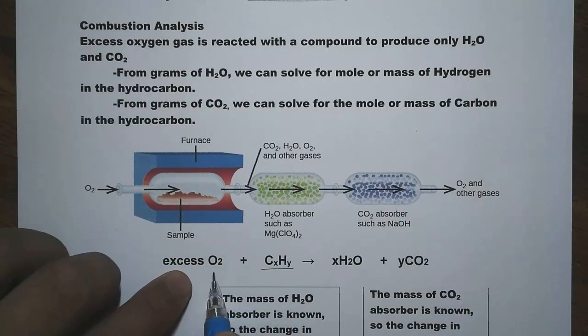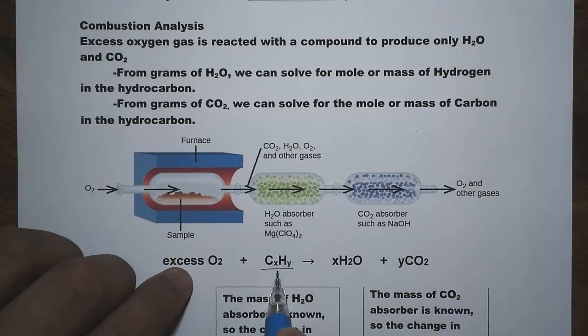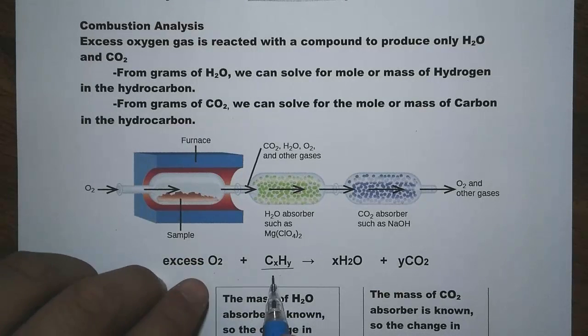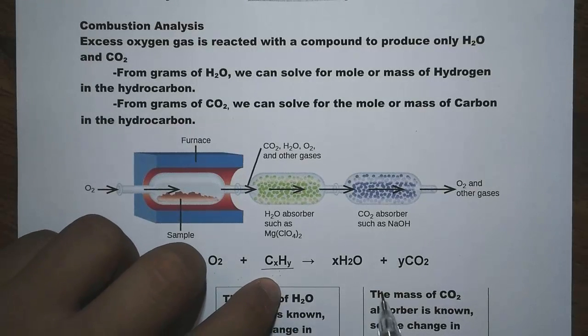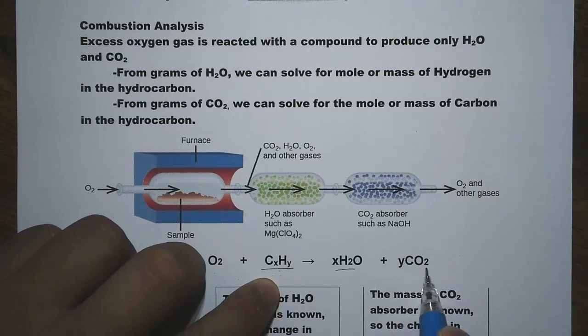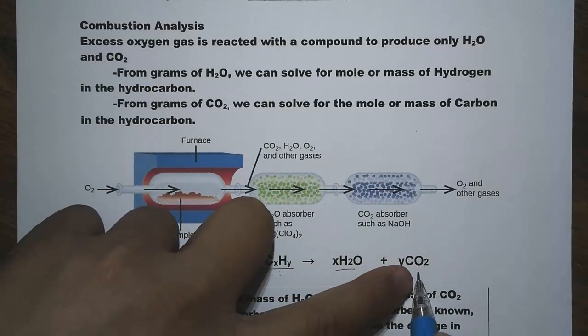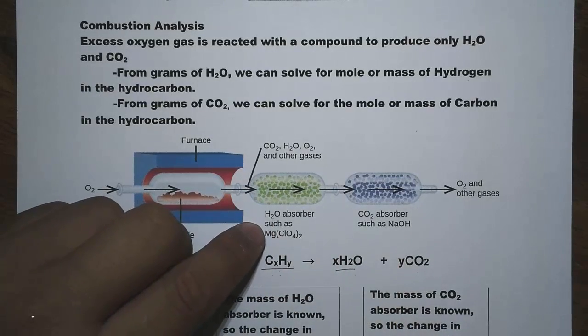is treated with excess amount of oxygen, so they both react, and this process is called a combustion reaction. And in this type of chemical reaction, it will always produce water and carbon dioxide gases. So we have two types of gases being produced, water and carbon dioxide. So what we have here is this.